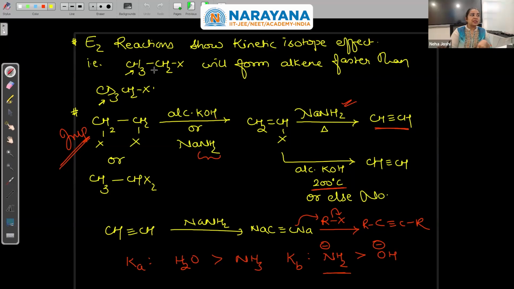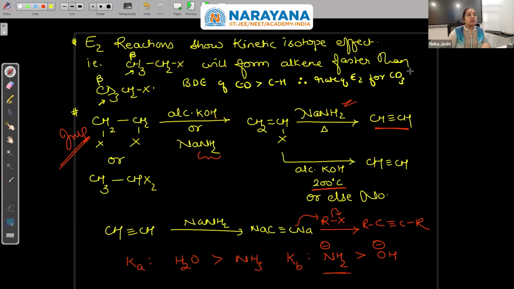Here we want to say that in CH3CH2X, my beta hydrogen is H, a proton, whereas here the beta isotope to be removed is deuterium. But as the bond dissociation energy of the CD bond is greater than the CH bond, the rate of E2 for CD3CH2X is less than that of CH3CH2X, and this is called the kinetic isotope effect. That is, with change of isotope, there is an effect on the kinetics of the reaction.